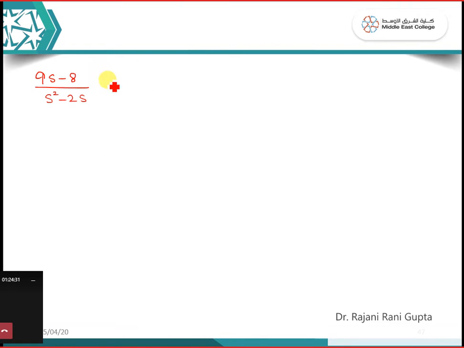Okay, so we can write it as 9s minus 8 over s times s minus 2. First step is to factorize. Is it possible to cancel something? No. Two terms in multiplication, so we cannot apply the rule directly. So we need to move to partial fraction. So we write it as a over s, b over s minus 2. Then we simplify.